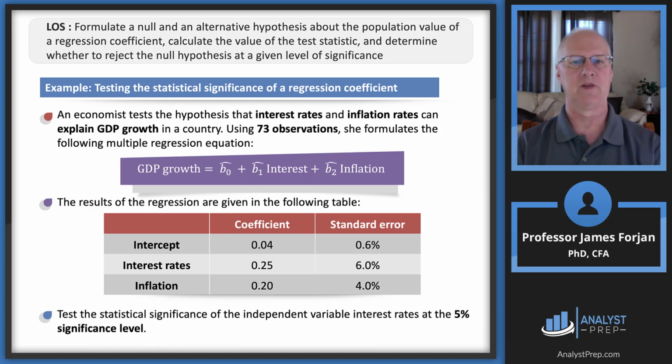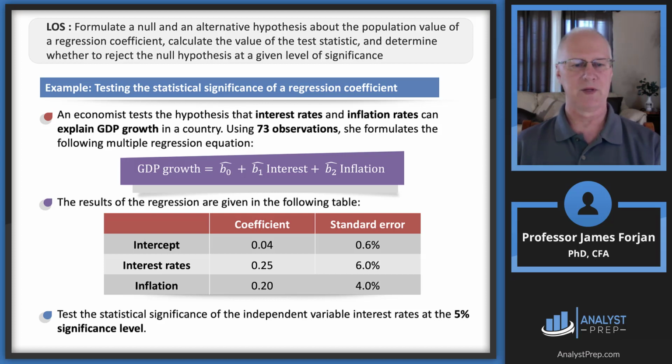All right, let's take a look at an example here. We have an economist testing the hypothesis that interest rates and inflation can explain GDP growth rate. 73 observations. So this economist comes up with the following regression output. And so I'm guessing that you would be prepared in any kind of a question like this, not just quantitative methods, but economics and other areas, to get a table, a regression output table. Here's the simplest of all possibilities. So we have the regression independent variables going down the left-hand column, their coefficients, and then their standard errors.